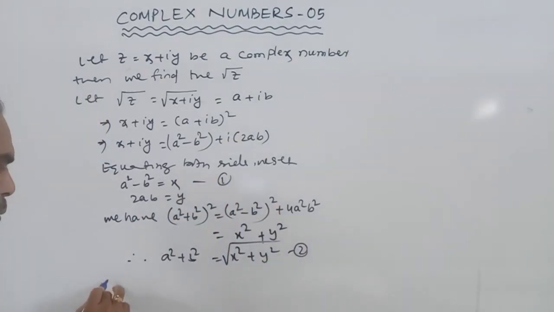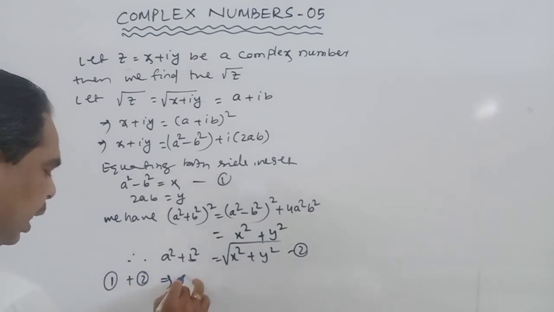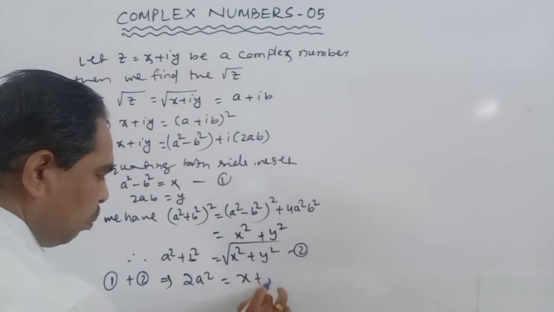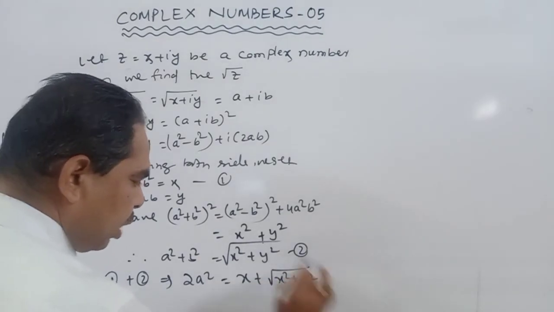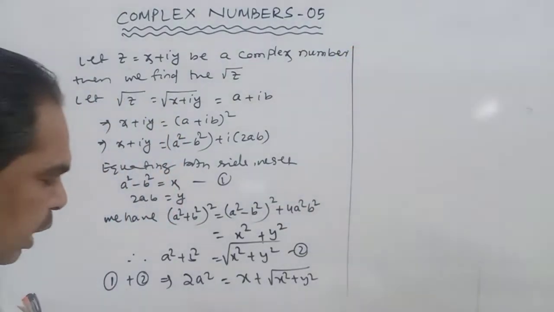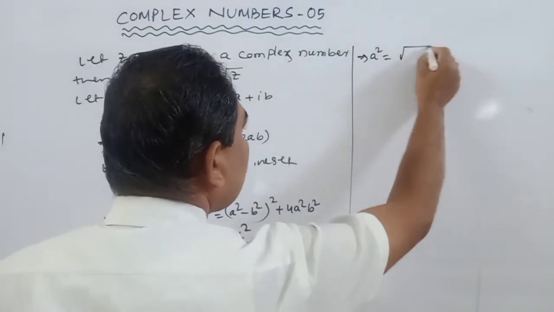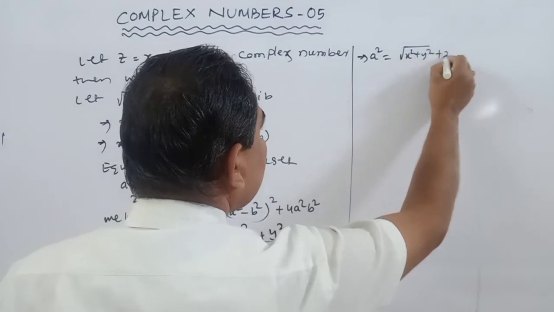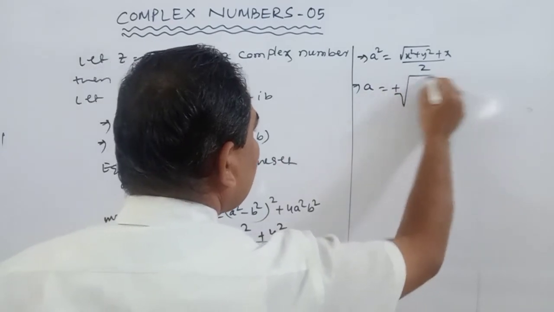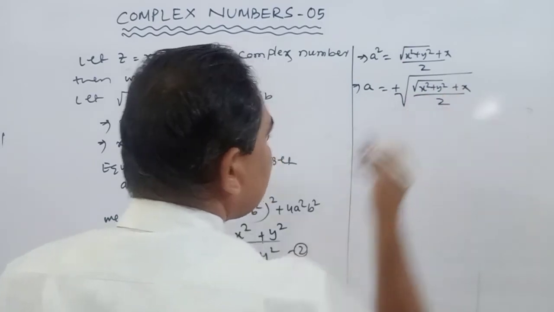So 1 plus 2 implies 2a square is equal to x plus root of x square plus y square. So this implies a square is equal to (root of x square plus y square plus x) divided by 2. Implies a is equal to plus or minus square root of (root of x square plus y square plus x) divided by 2. This is a.